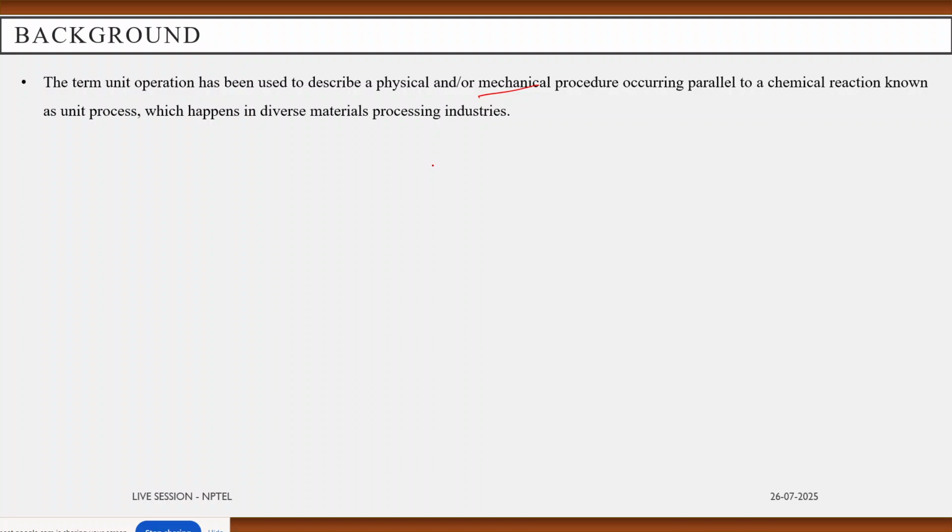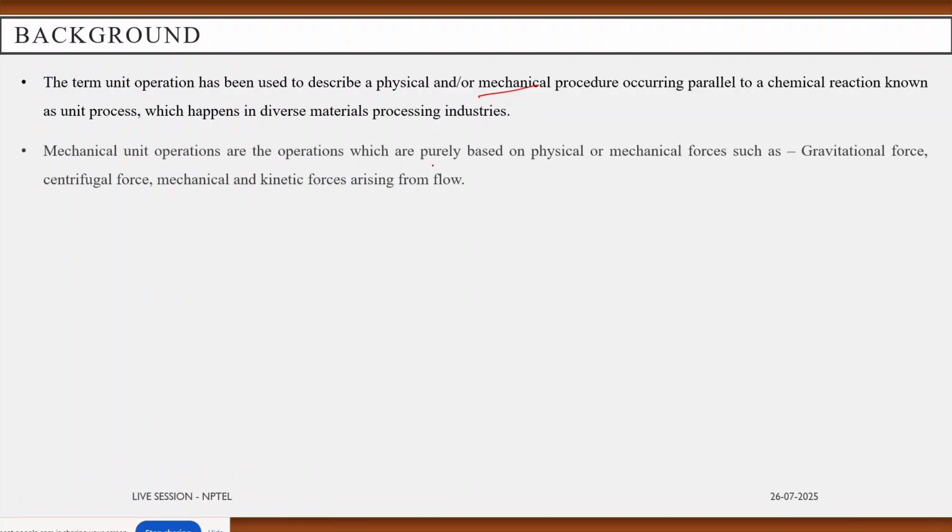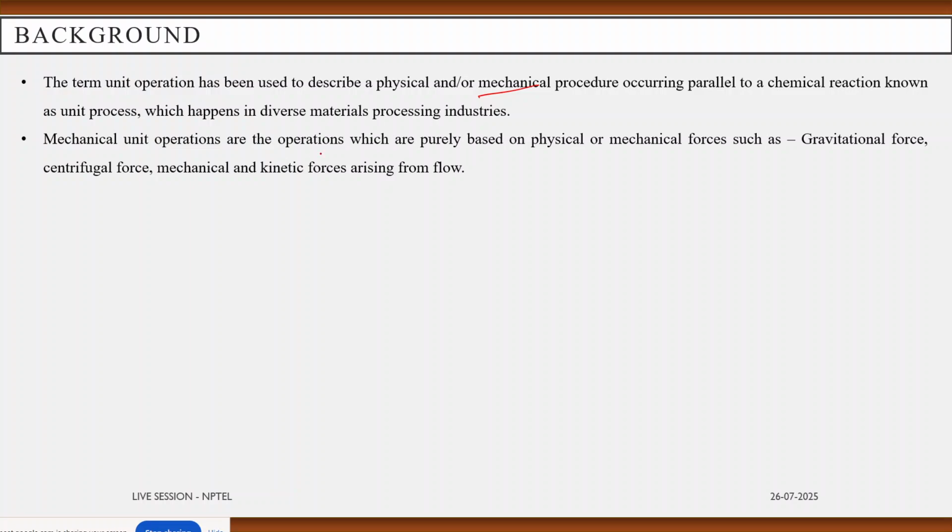So, I would like to mention the importance of mechanical unit operations, that we are actually giving the interest to read and understand the knowledge behind this particular topic. These mechanical unit operations are purely based on physical or mechanical forces like gravitational force, centrifugal force, mechanical and kinetic forces which arise from any kind of flow.